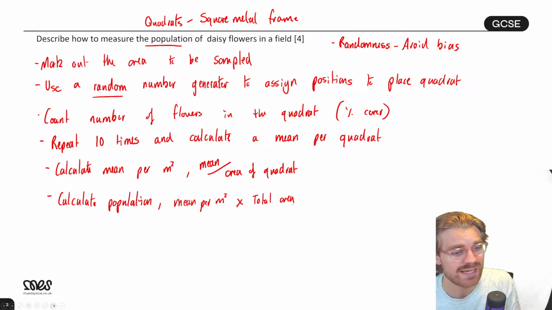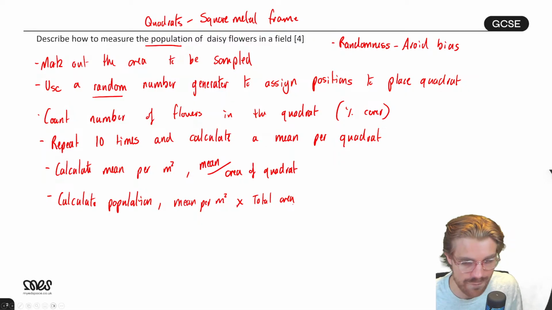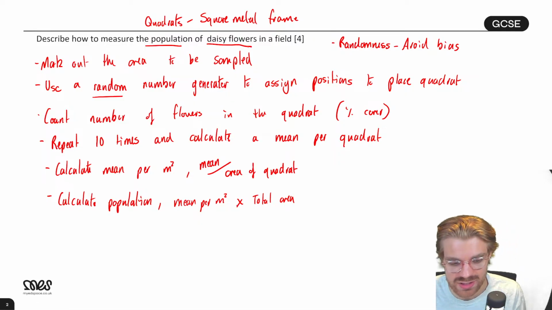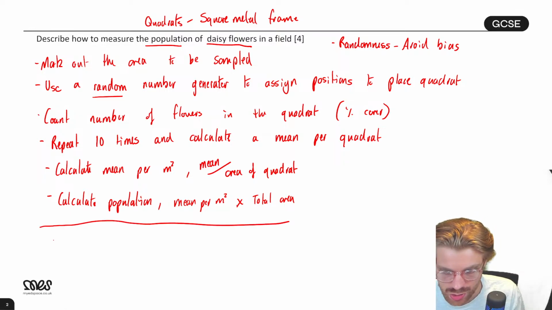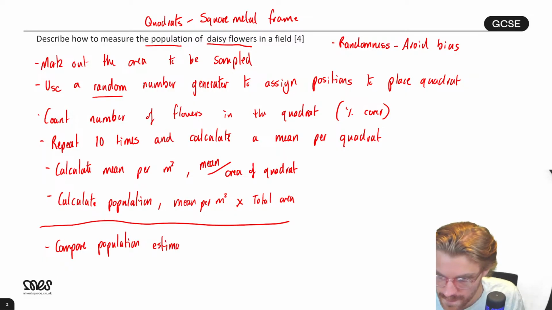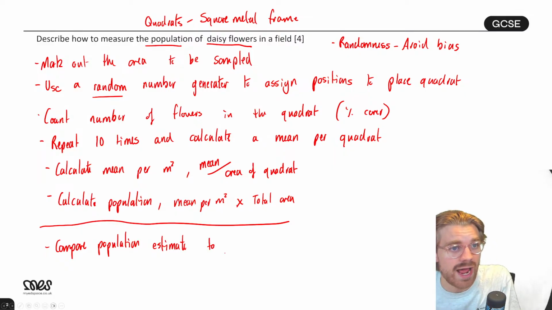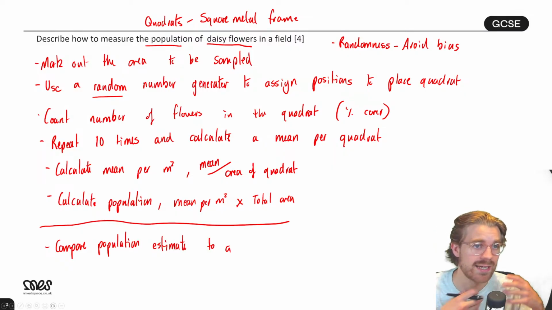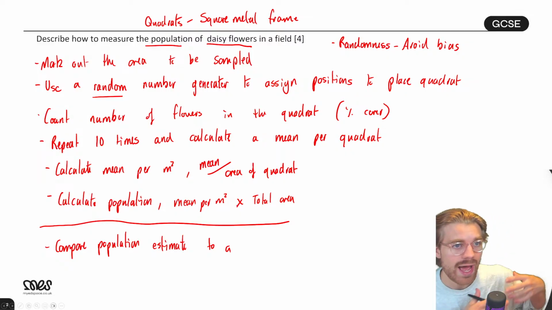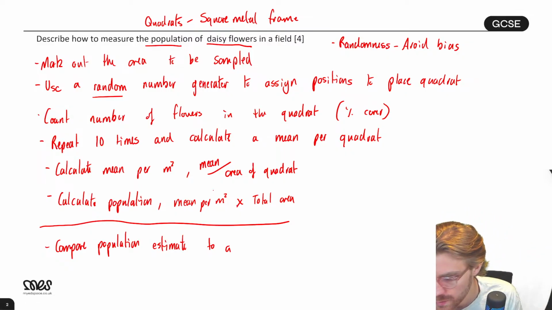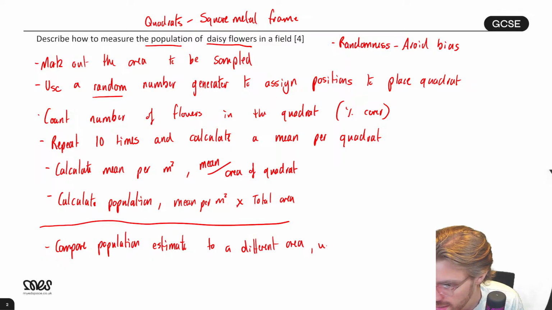Now, maybe I want to investigate how some abiotic factor affects the number of daisies, how it affects the growth of the daisies. So what I might want to then do is compare the population estimate to a different area. So I maybe want to compare a dry area to a wet area, or a sunny area to a shaded area, to a different area.